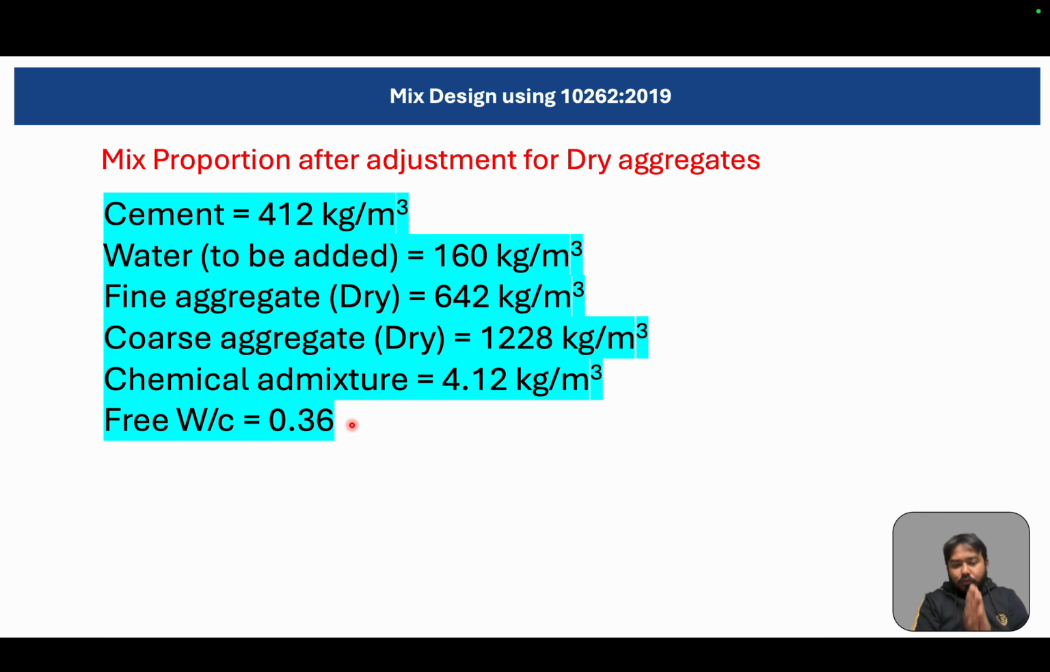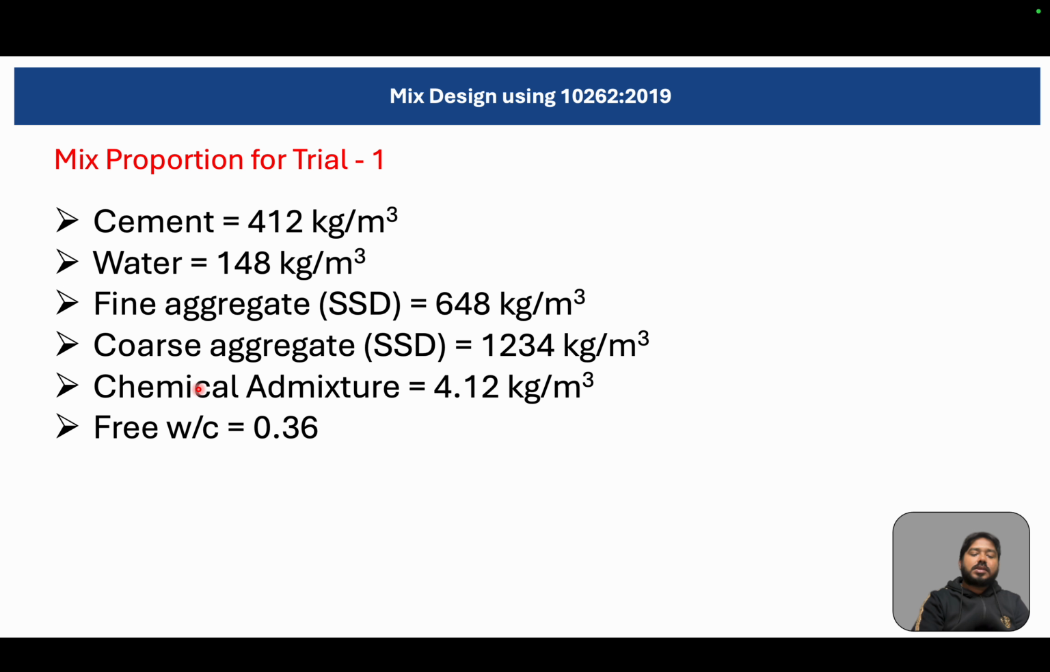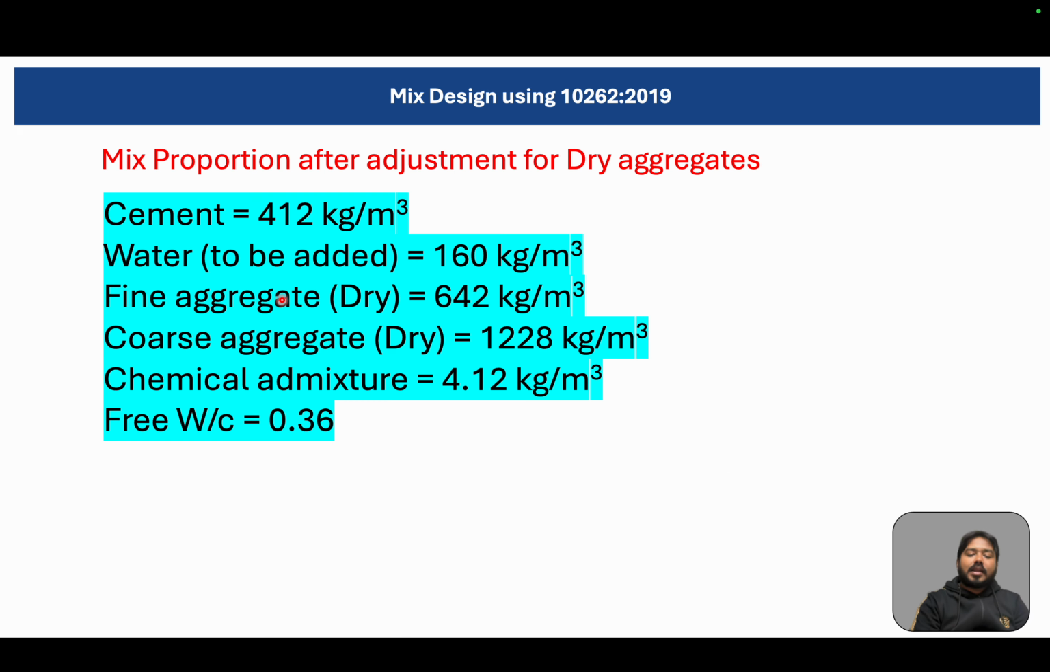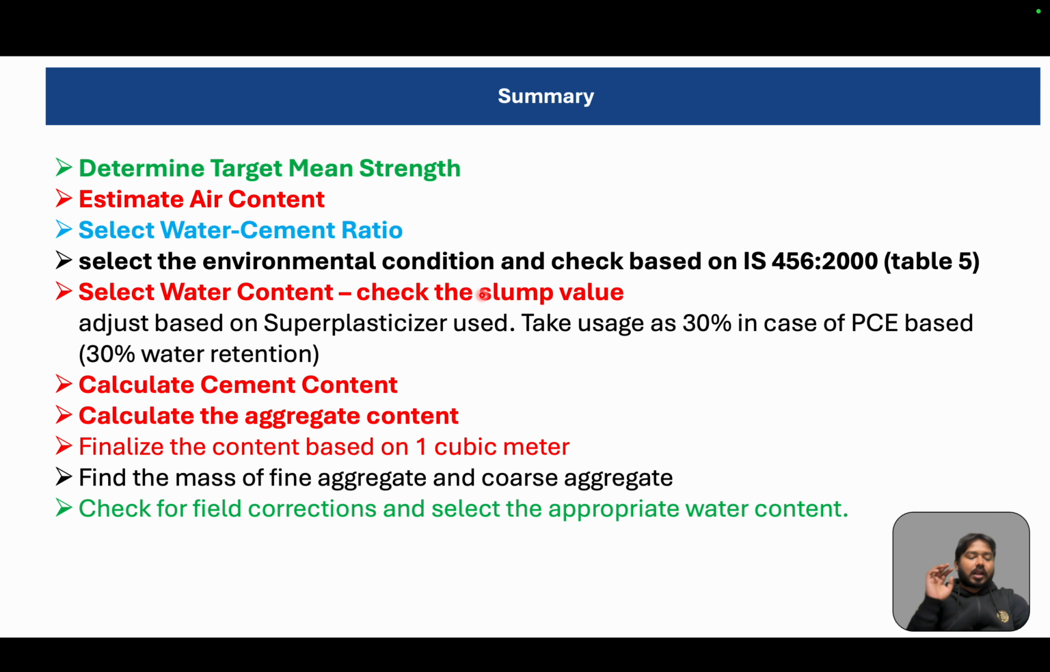That means what you understood from this is, whenever you do a dry mix or field corrections, you have added some additional water. You can identify that earlier, in the trial 1 case, the water was 148 kg per meter cube, but finally how much water is required is 160 kg per meter cube, in order to get good workability, with a clear indication of how much fine aggregate, coarse aggregate, cement, and chemical admixture are required.